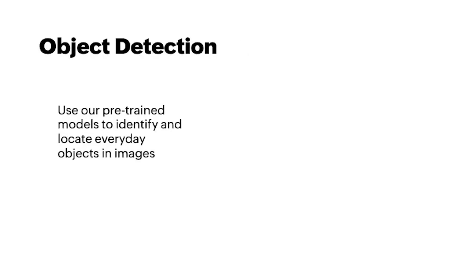Next is the object detection, which uses our pre-trained models to identify and locate everyday objects and images. So let's say you upload a photo of your supplies, and then it can easily identify what is the photo or what is the object shown on the photo you uploaded.